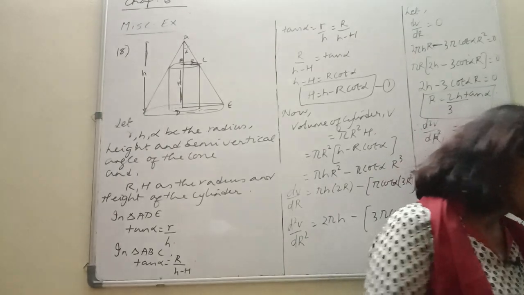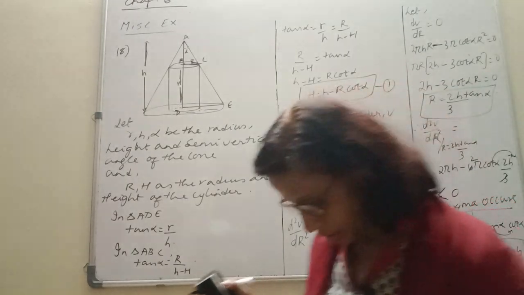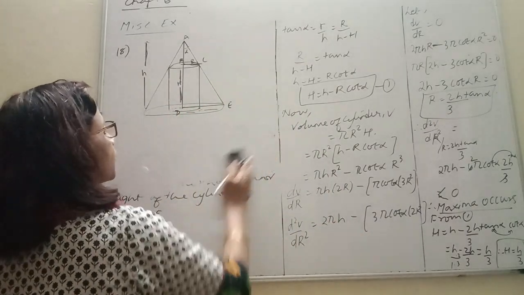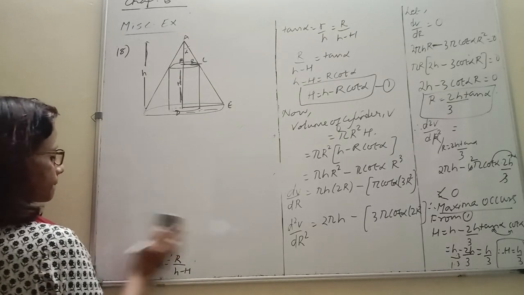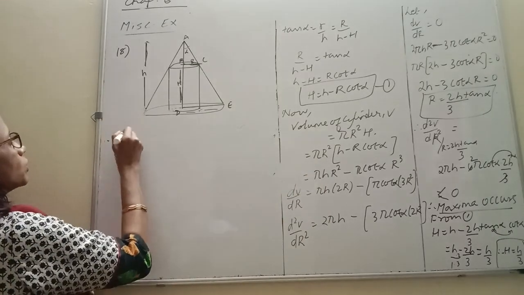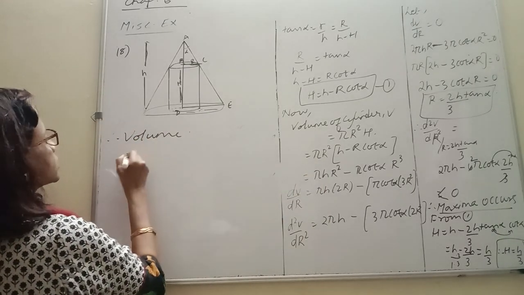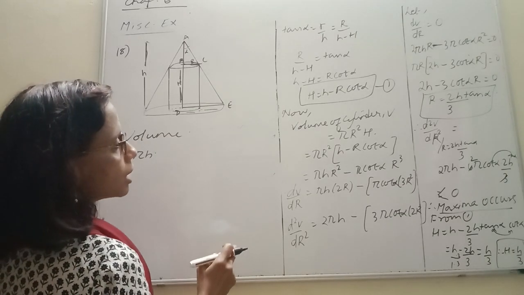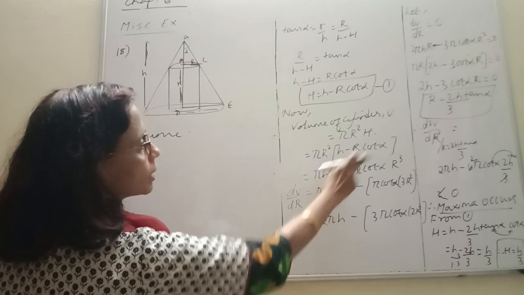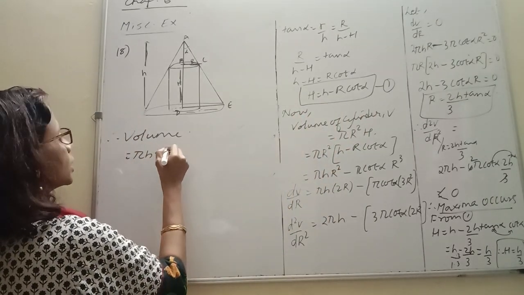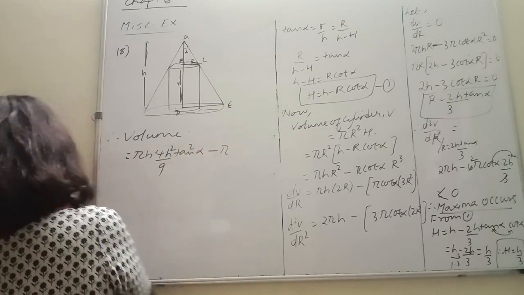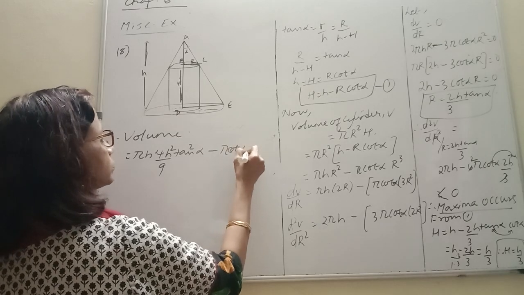They ask us to show that volume is a certain thing. That also we will find, because we have all the things ready with us. So it's easier to find the volume. Let's find the volume. Can we catch hold of the volume from here? So therefore volume is pi h R squared minus pi cot alpha r cube. R squared we know: that is 4 h squared over 9 tan squared alpha.